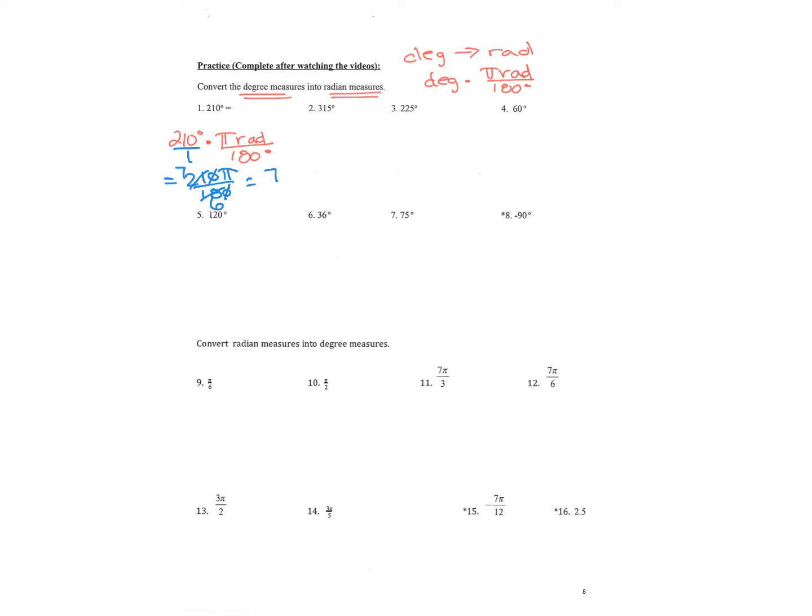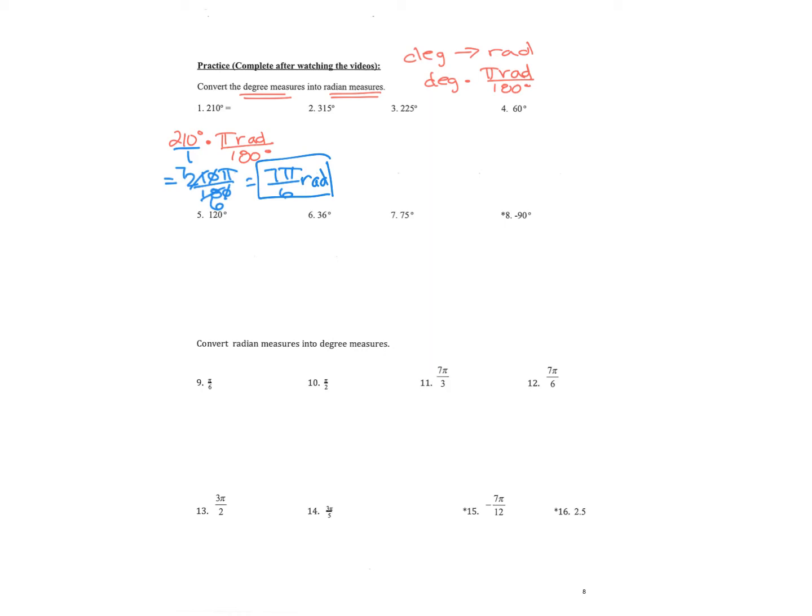This is really 7 times pi in the numerator all over 6 when I reduce, and this is radians, R-A-D. Sorry, let me erase that. We tend not to write radians as our unit as we learn how to do more of these problems, but for right now I'm going to leave that. So let's take a look at another one.